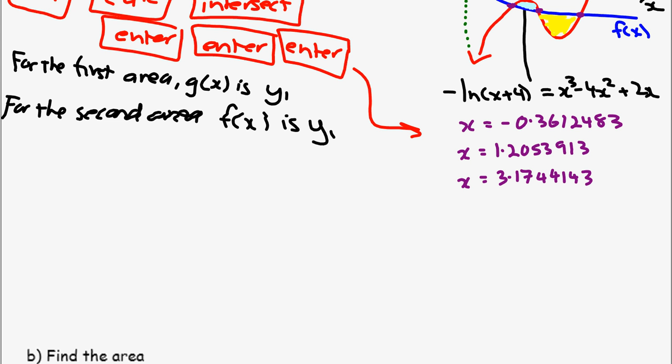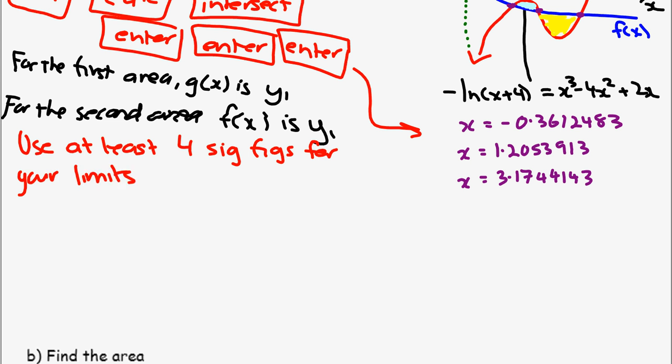So we set up our little integrals. Use at least 4 sig figs for your limits. Sorry, you can use more. The limits will be different depending on which region you're doing. Let's see the first one. So we've got in the case here 1, 2, 1, 2, 5.